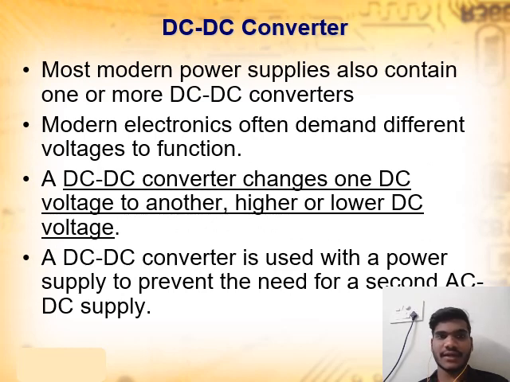DC to DC converter. Most modern power supplies also contain one or more DC-DC converters. Modern electronics often demand different voltage functions. A DC to DC converter changes one DC voltage to another higher or lower DC voltage. A DC to DC converter is used with a power supply to prevent the need for a second AC-DC supply.